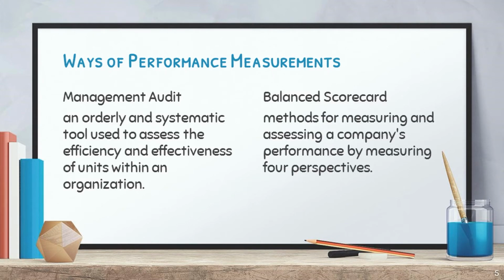There are two ways of performance measurements. First is management audit and second is balanced scorecard. Management audit is an orderly and systematic tool used to assess the efficiency and effectiveness of units within an organization. There is no difference between management audit and internal audit, but in management audit, we have more focus on the management sector. And then balanced scorecard. Balanced scorecard is a method for measuring and assessing a company's performance by measuring four perspectives that we will discuss in the next slide.